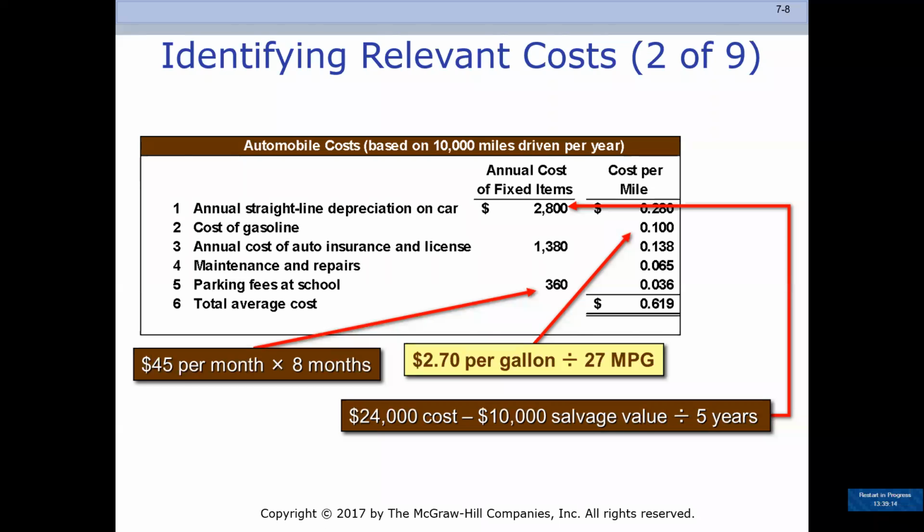Depreciation. What about depreciation? Now here's a good point, depreciation. This is based on the straight line method. It's based on time.